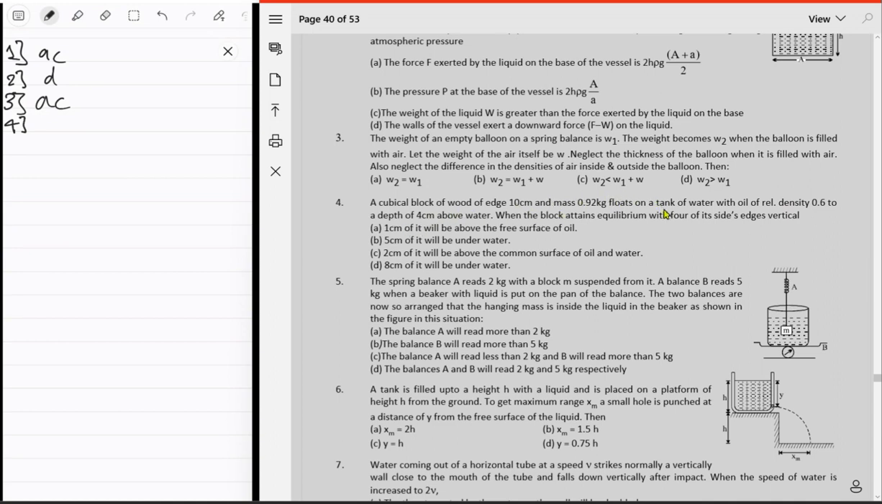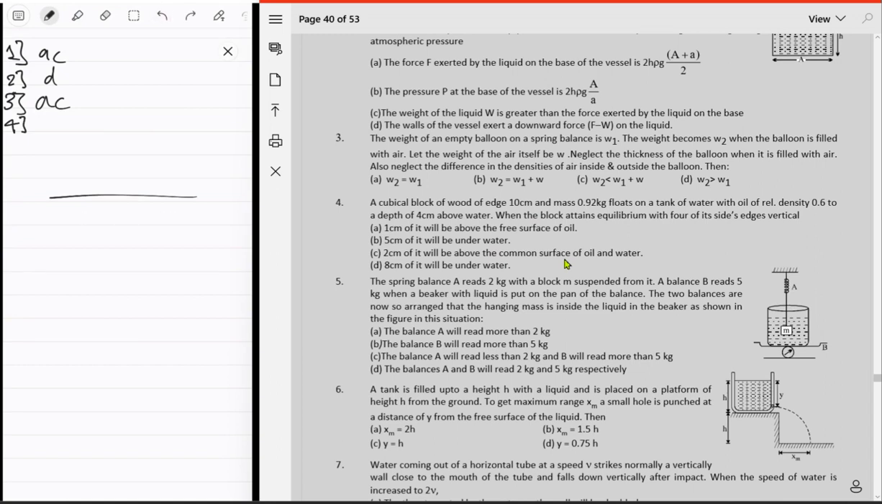Oh, okay, I think I get what's happening. When the block attains equilibrium with four of its edges vertical. Okay. Ah, right. So it's a block of wood of edge 10 centimeter and mass this thing. This is relative density 0.6 and depth 4 centimeter above the water, right?